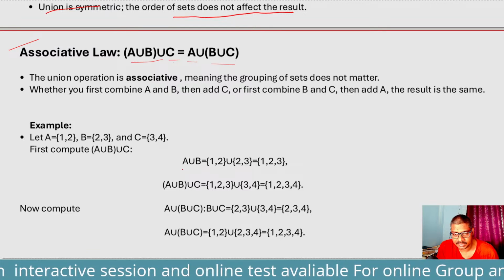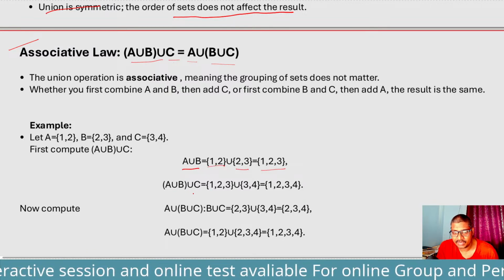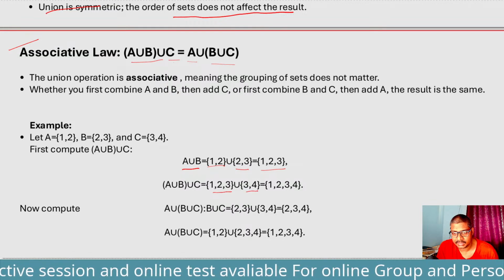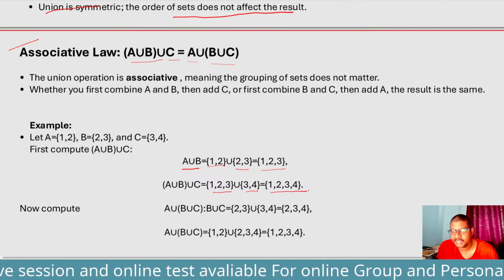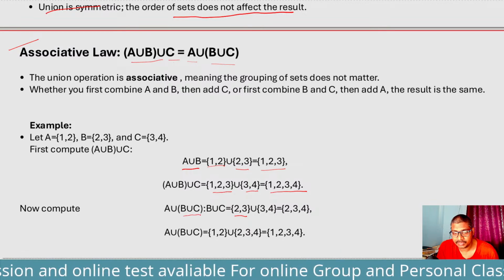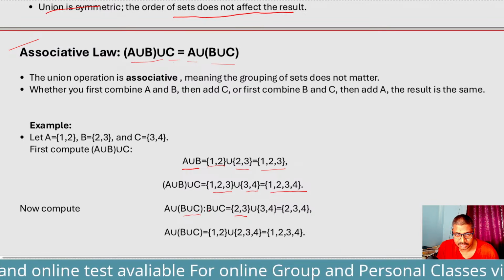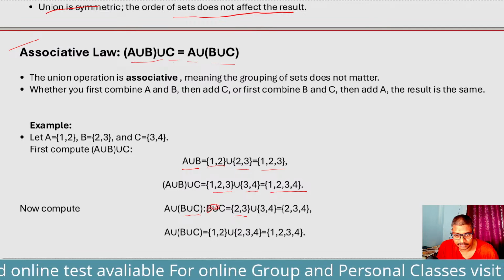So let's check it. A union B is 1, 2, 3 here. Then A union B union C: so 1, 2, 3 and 3, 4, so 1, 2, 3, 4 we will get. And see, A is there, 2, 3. And what is B union C? Right? So B union C. Okay, that is why I am writing here. Okay.